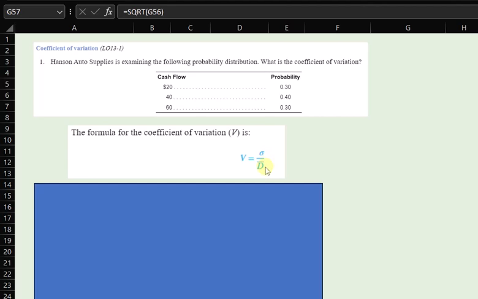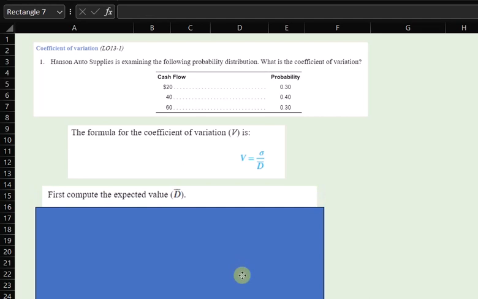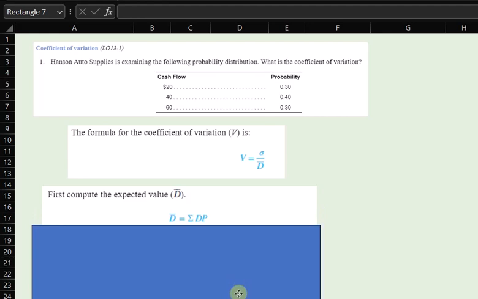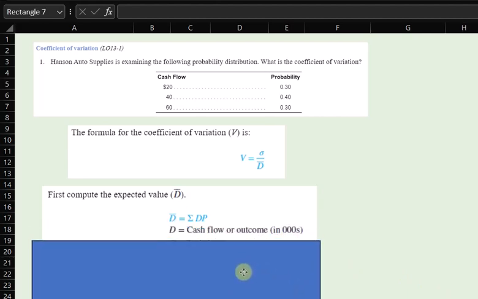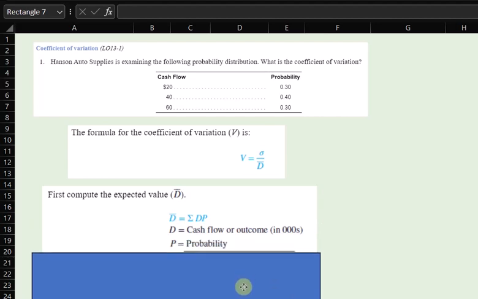And with probabilities, we've got to calculate the mean or the expected value. Okay, so let's illustrate. How do we calculate the expected value? Well, what we do is we take the sum of the cash flow times the probability. Now, in our case, we're using D to represent the discrete value we're interested in. Okay, so D is the cash flow or the outcome, P is the probability.